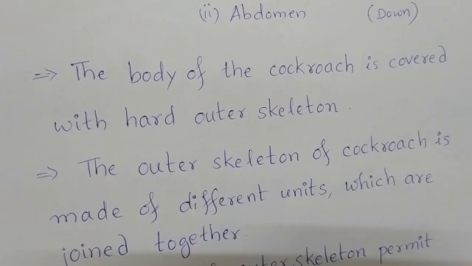It is not like a shell in the snail. Entirely, the total body is covered with a hard outer skeleton, with which they get maximum protection at all times, not only in some special times, right? And this hard outer skeleton of the cockroach is made up of different units which are joined together.